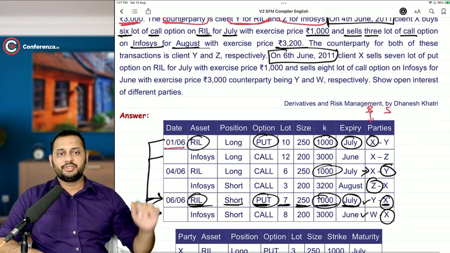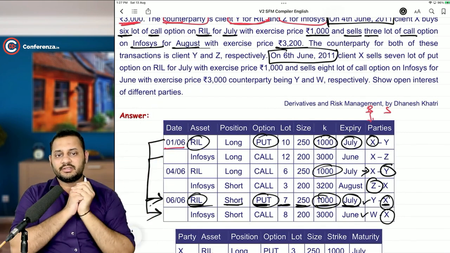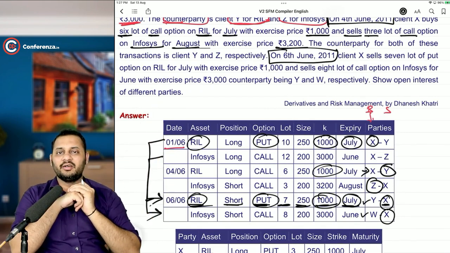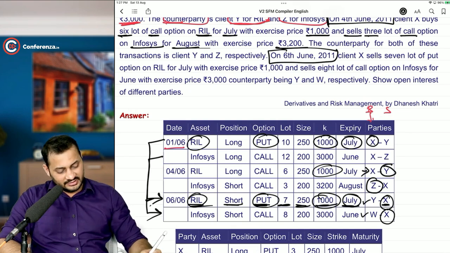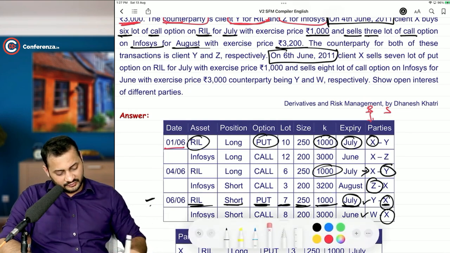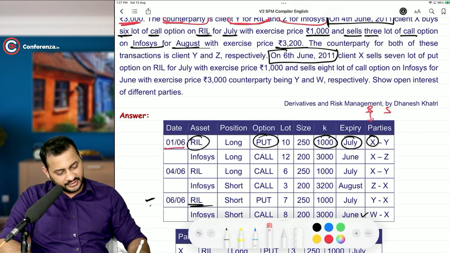Now show open interest of different parties. One by one you will have to show open interest of all the parties. This is an interesting question and there are lots of chances that you will end up making a mistake.